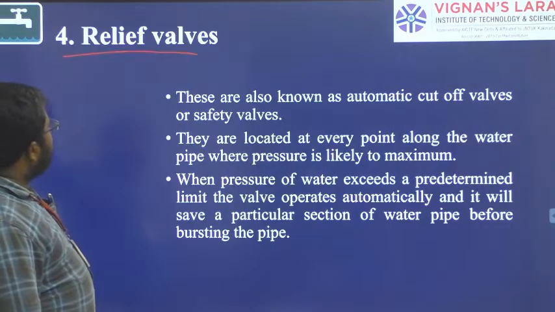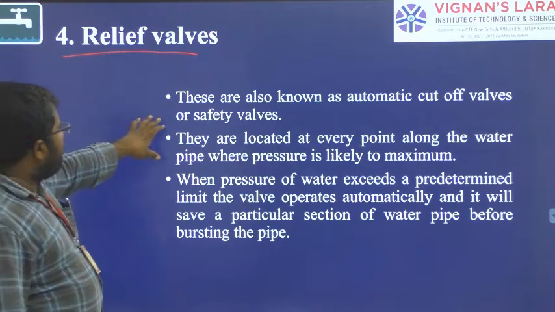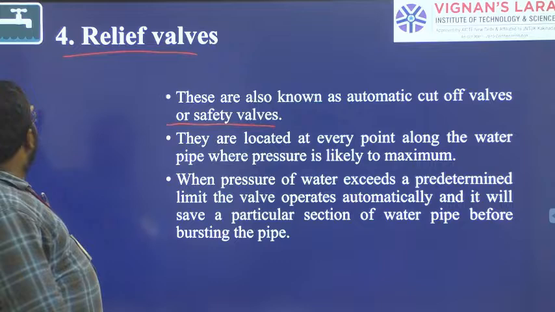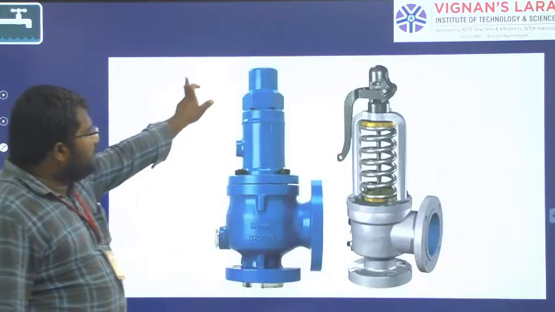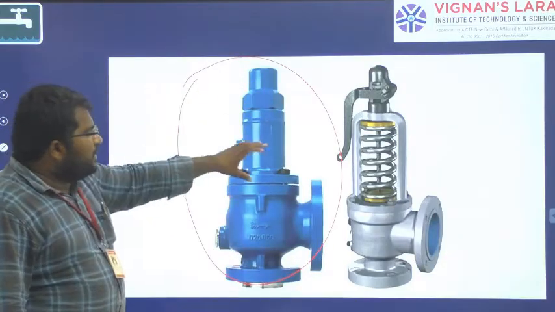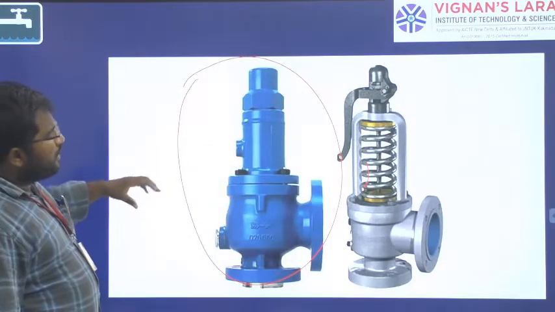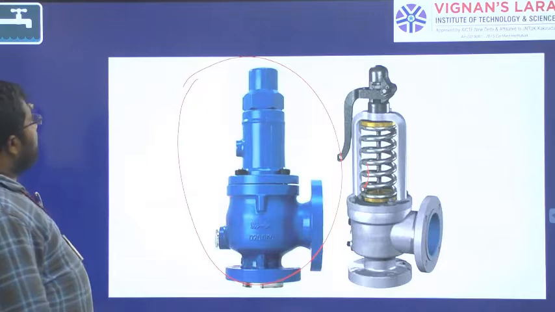This is the reflux valve. Automatic cutoff valves are safety valves. Where the pipe pressure is going to maximum, this is going to relieve the pressure. If the water pressure is more, it is going to relieve the total pressure from the water.